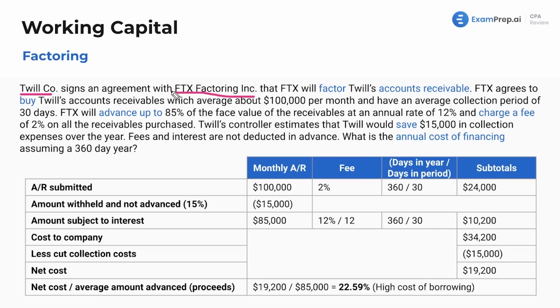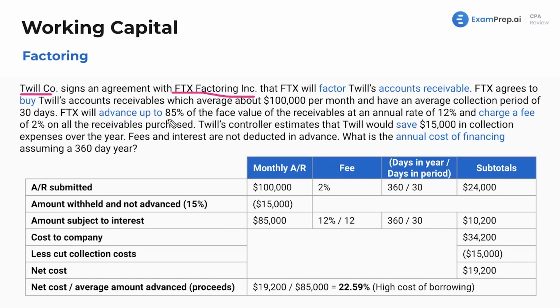Okay, we signed an agreement that FTX is going to factor Twill's accounts receivable. So FTX is the third-party factoring or collection agency. FTX agrees to buy Twill's accounts receivable, and we've got an average accounts receivable of about $100,000 per month. We have an average collection period of 30 days, meaning we have about $100,000 per month of receivables. It takes us 30 days to collect them on average, which is pretty good. It's pretty solid, I would say.